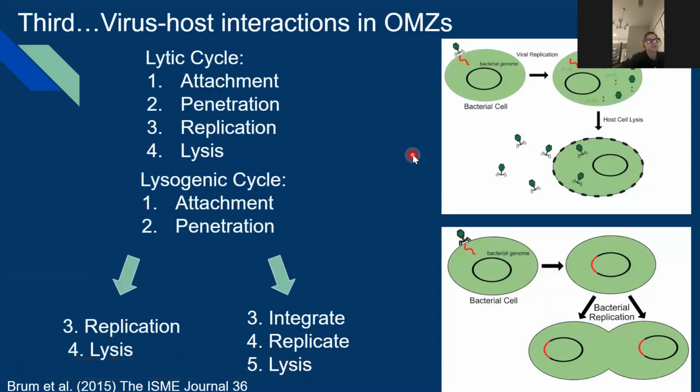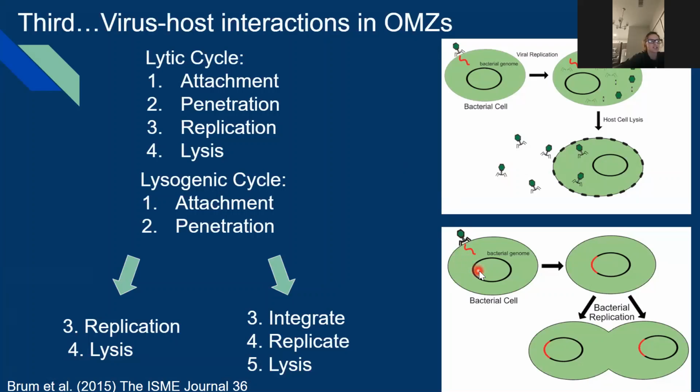Virus-host interactions. There are two types of interactions. First is the lytic cycle. The virus meets its host, injects its DNA, replicates, then releases from the host. This strategy can be seen at the top diagram. The second interaction is the lysogenic cycle.